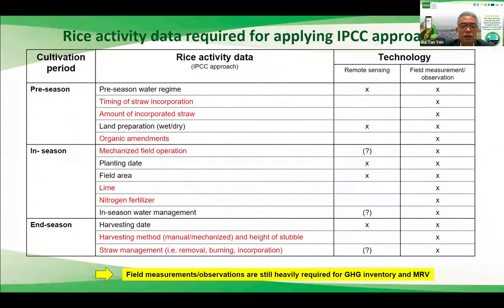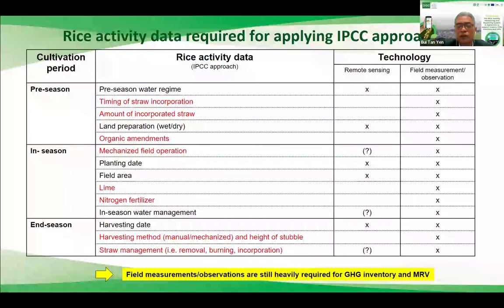During the season, the input data is like mechanized field operations, planting date, harvesting date, field area, lime application, nitrogen rate, and also the in-season water management. At the end of the season, we need the harvesting methods and also the straw management: if straw is being removed or burned or incorporated in the soil.